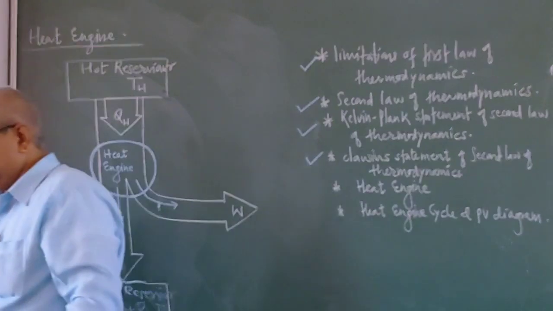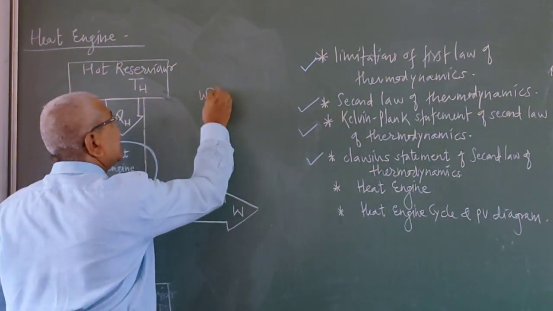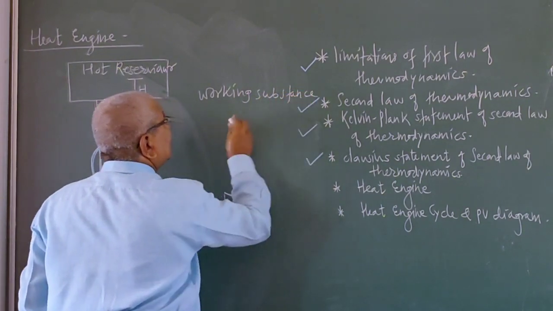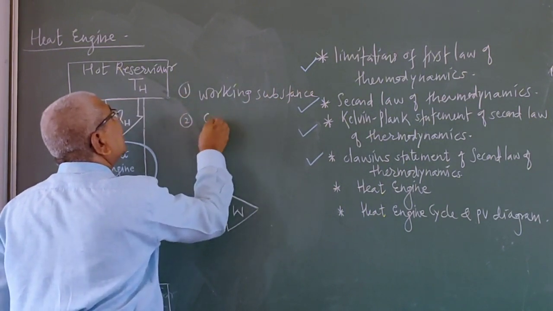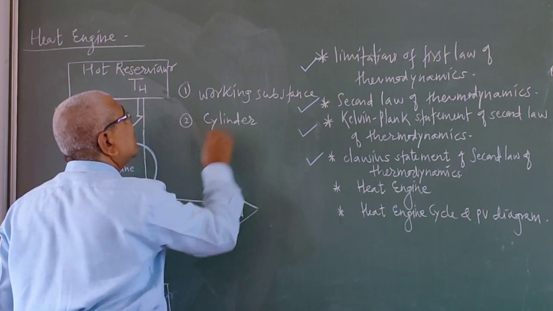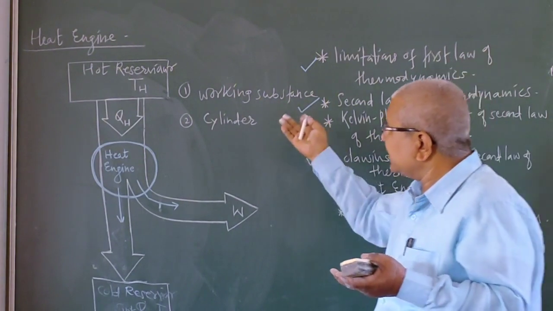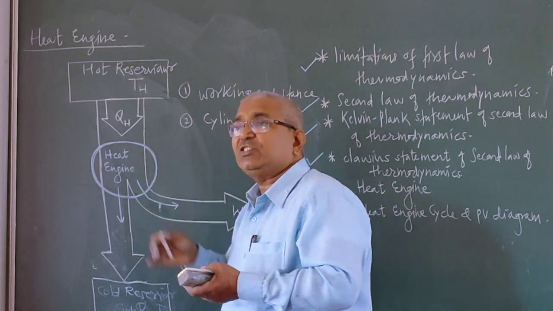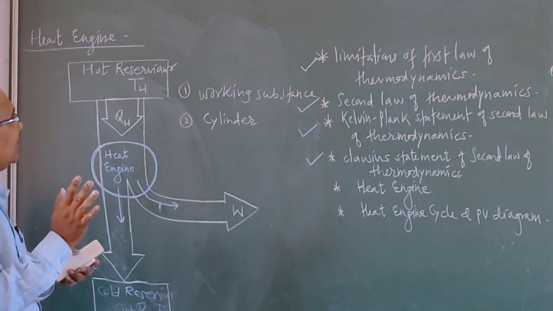Again, two elements are given in your book. I will write that element here, working substance. The second one is the cylinder, which is not shown in the figure. So I show that the working substance and cylinder are present in the compartment of the heat engine. Okay, so we will go through the function of each part.